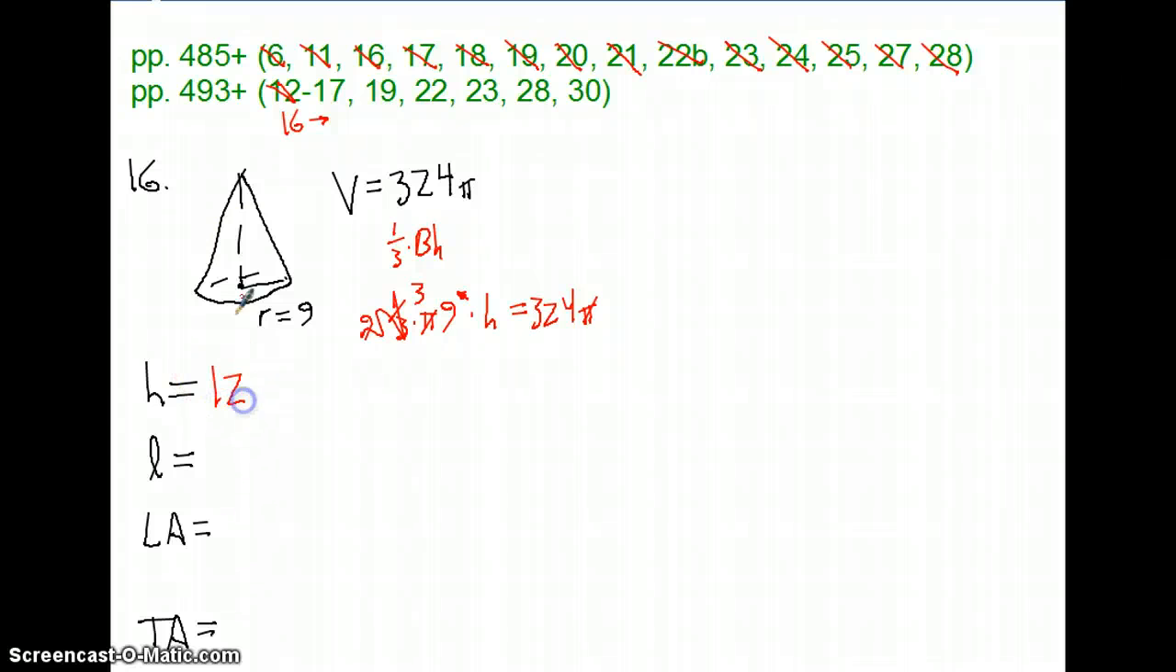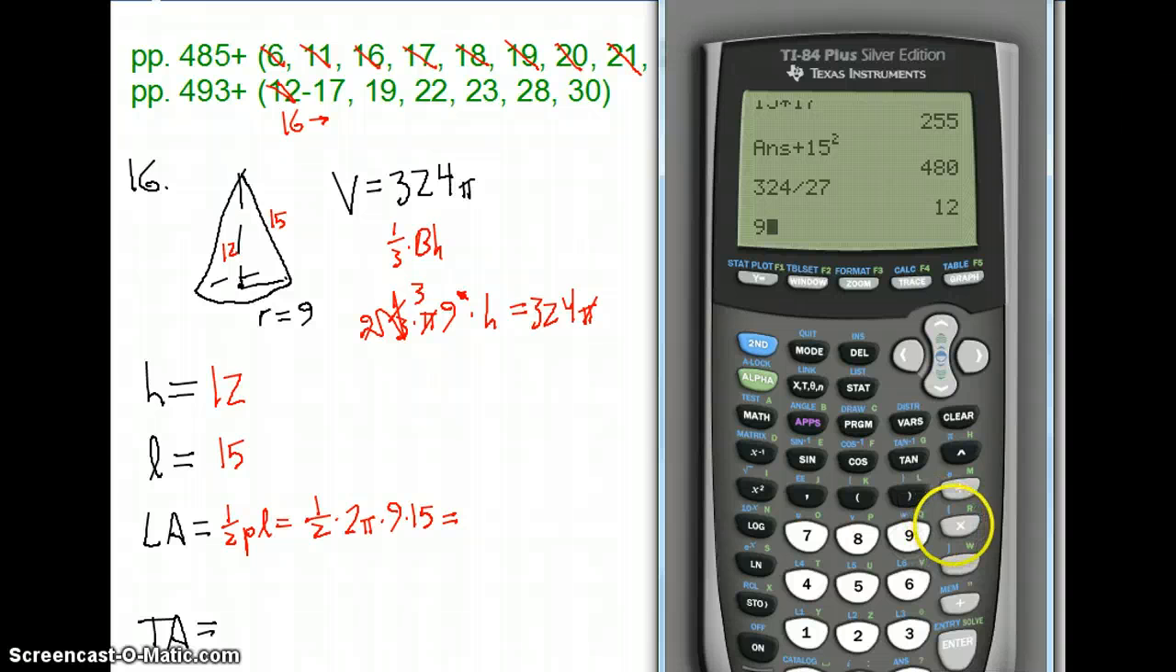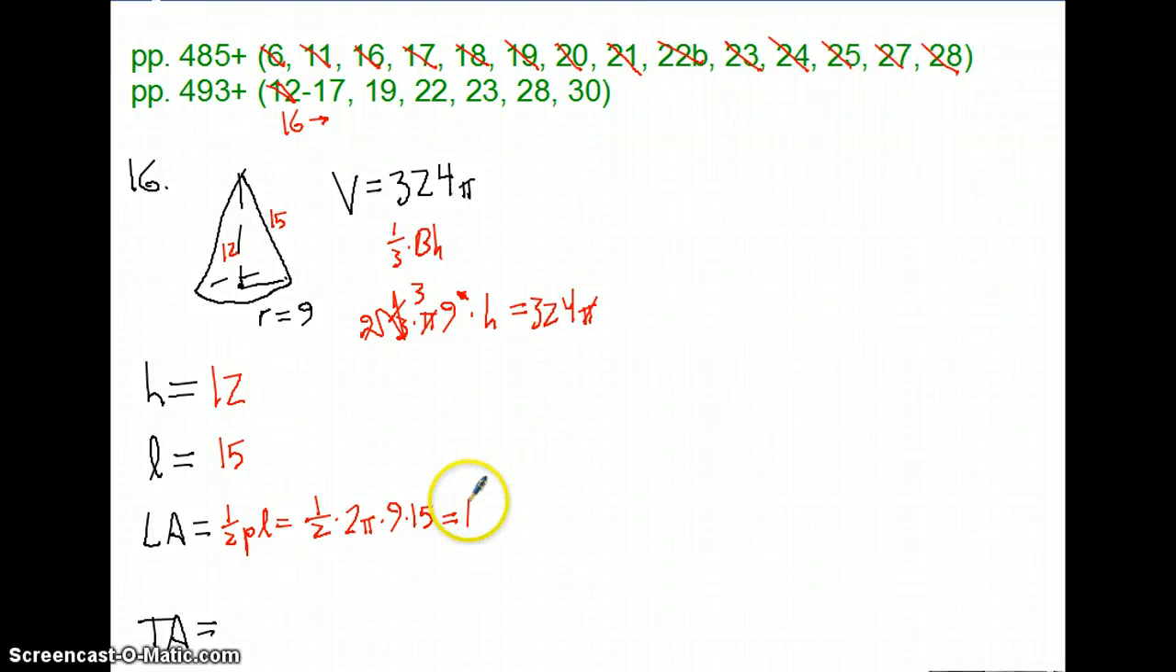All right, this is 12. 9, 12. You should have seen this a zillion times by now. This will have to be 15 in the Pythagorean triangle. Lateral area is a half PL, which is a half times perimeter of the base, 2 pi r, times the slant height I just figured out. Half and the 2 cancel. 9 times 15. Well, I'm not going to say. I'm just going to do that and tell you I knew it all along. Yeah, it's 135 pi.